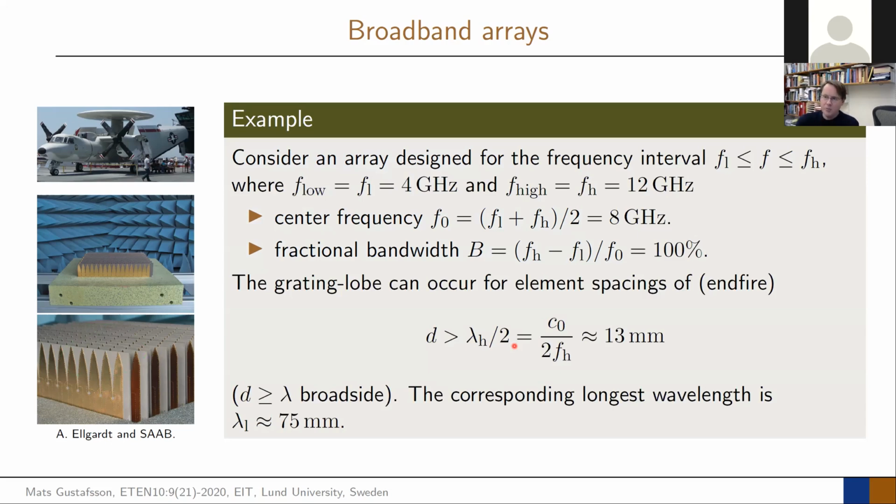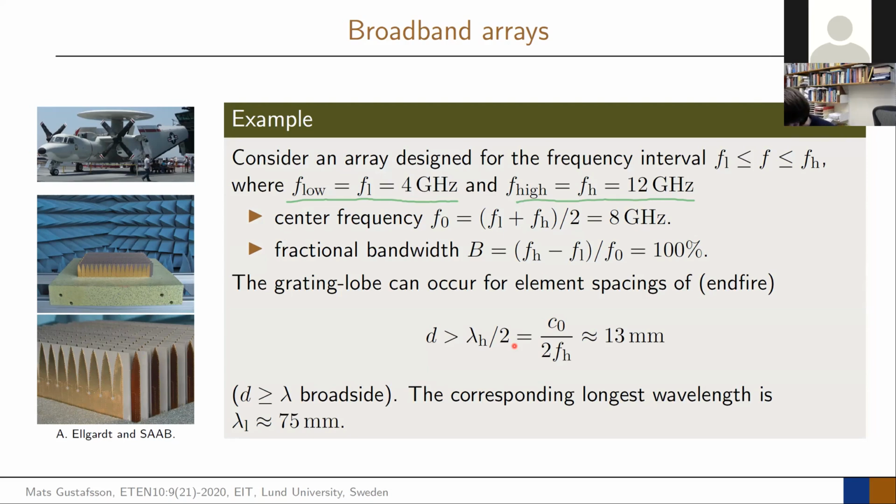So if we look at an example, let's say that you would like to make a broadband array. Now we pick some frequencies. We say that the lower frequency here is 4 gigahertz and I take the higher frequency, 12 gigahertz. So some application for that. So now you have a bandwidth in that case, which goes from 4 to 12, which is 8 gigahertz.